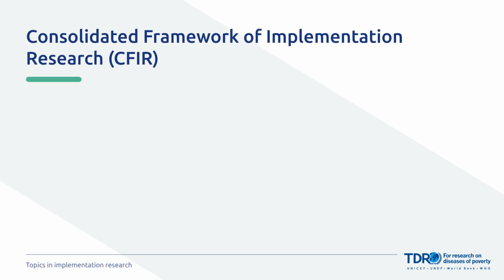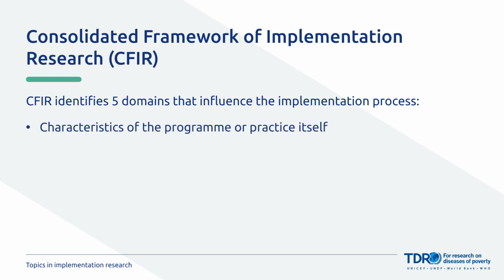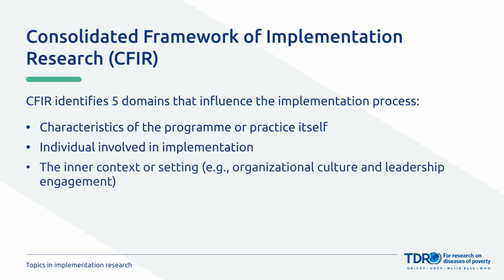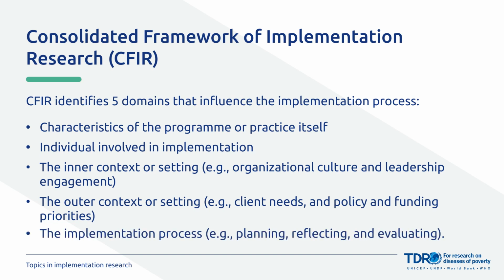The Consolidated Framework for Implementation Research, CFIR, identifies 5 domains that influence the implementation process. These are 1. Characteristics of the program or practice itself. 2. Individuals involved in implementation. 3. The inner context or setting, for example, organizational culture and leadership engagement. 4. The outer context or setting, for example, client needs, and policy and funding priorities. And 5. The implementation process, for example, planning, reflecting, and evaluating.